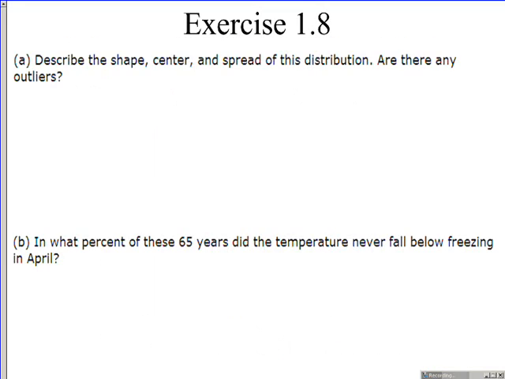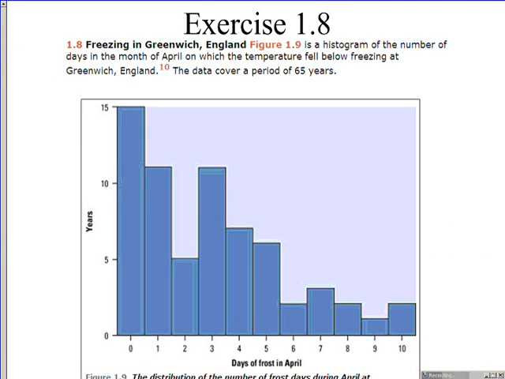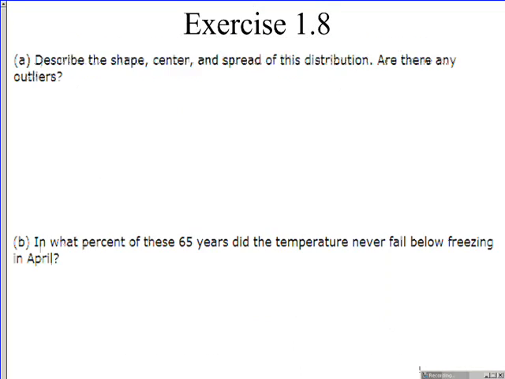First question, describe the shape, center, and spread of the distribution. Are there any outliers? So again, we see our SOCS acronym here. If we look at the overall shape of this distribution, and again, if you just think about drawing a smooth curve over this distribution, it would look something like that. We can clearly see that we have a long tail on the right side. So the shape of this distribution is skew right once again.